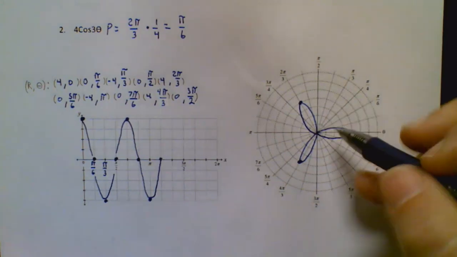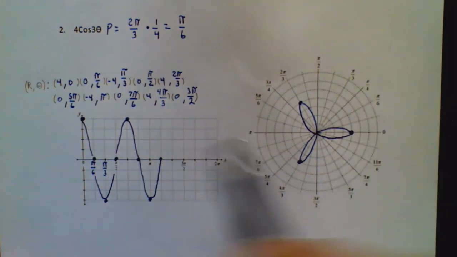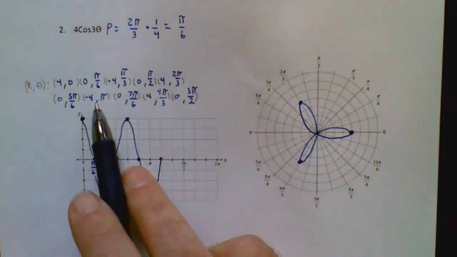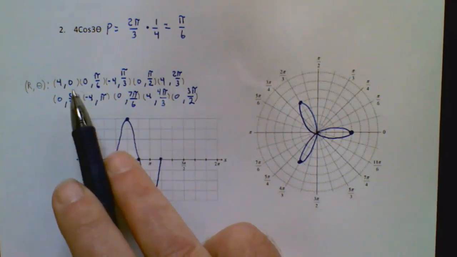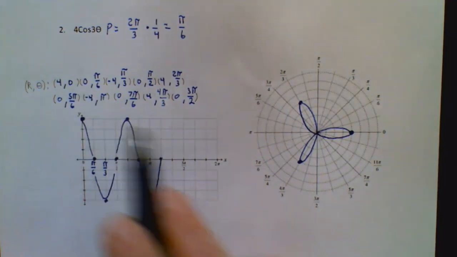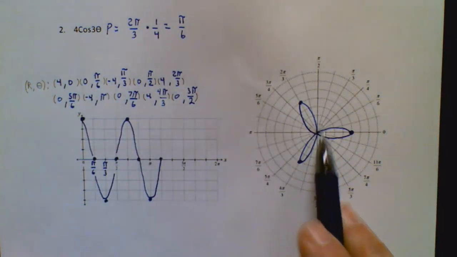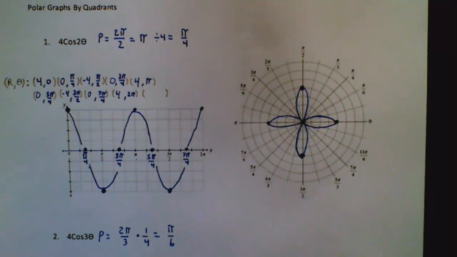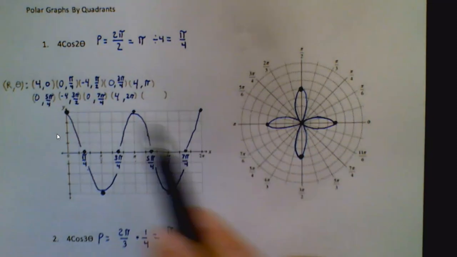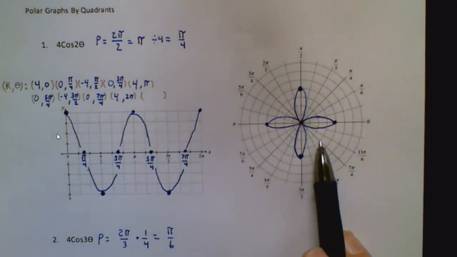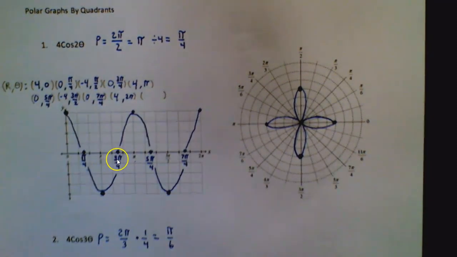So notice on that, where did this end? We just completed a whole graph by ending here. So this guy, I only had to go from 0 to pi to get this entire graph. So was that the case on the one up above? I had to go all the way to here and get the entire graph on this one. So here's a rule we can get from this.